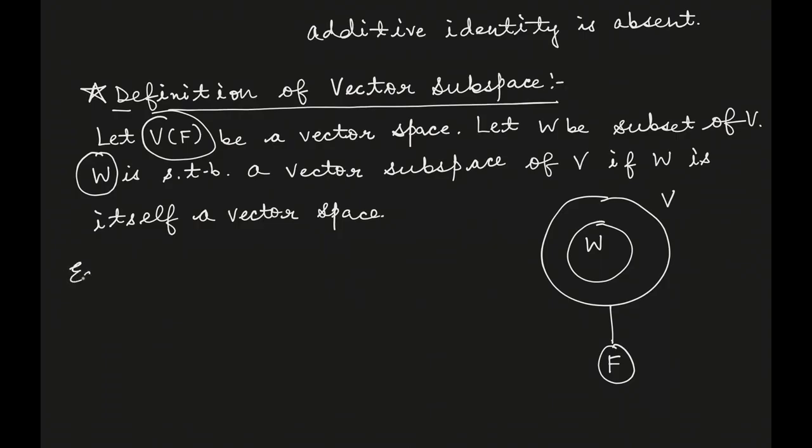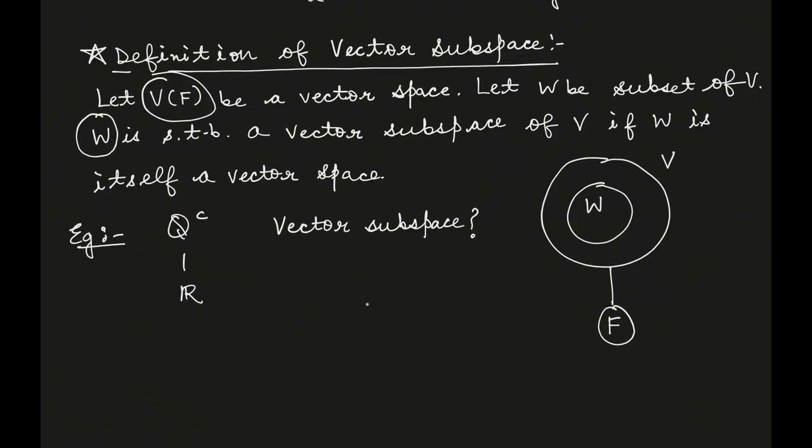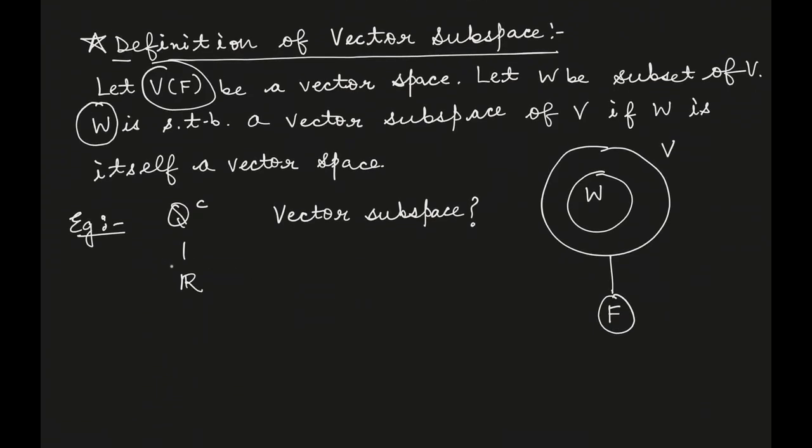For example, irrational over real. Is this a vector subspace? Yes, irrational over real. No? Hmm. So irrational is a subset of real. Yes, it is a subset of real. So it is also a subspace because real is a vector space, so it will satisfy all the properties.